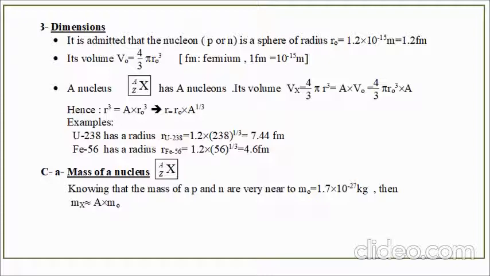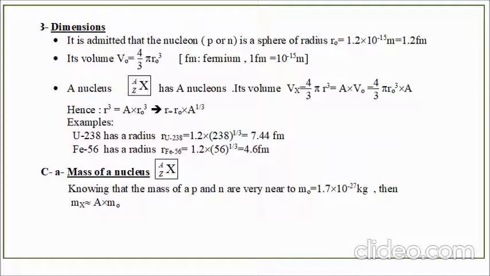As an example, uranium-238 has a nucleus radius of 1.2 fermi times 238 to the power 1 over 3, which is 7.44 fermi, while that of iron-56, its radius is about 4.6 fermi.